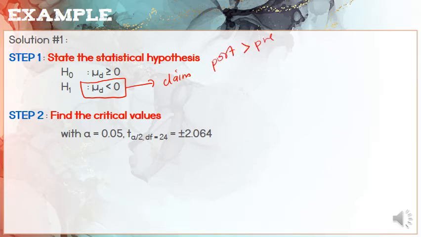So, daripada output, dia buat pre minus post. So, kalau post higher than pre, you patut dapat nilai negatif. Barulah consider as effective. Okay, the critical value with alpha 0.05 refer to your T distribution table. Alpha over 2 with degree of freedom 24, you should get plus minus 2.064.